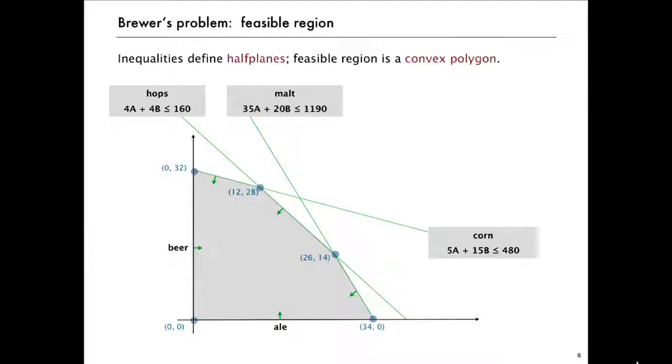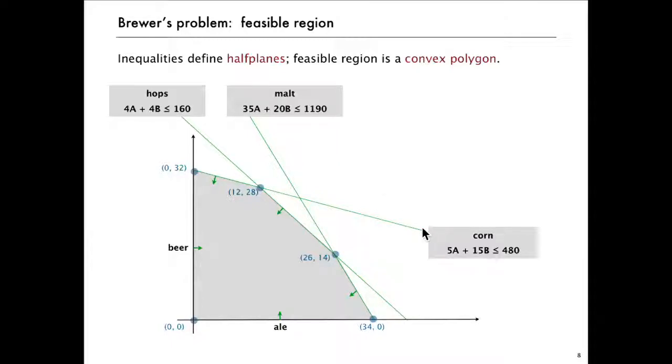The key idea is there's a thing called the feasible region. We have two variables, so we're going to plot all the possible amounts of ale and beer that we could make just in the XY plane. It's a positive XY plane because we're going to make a positive amount of beer and a positive amount of ale. And the other constraints actually define half planes.